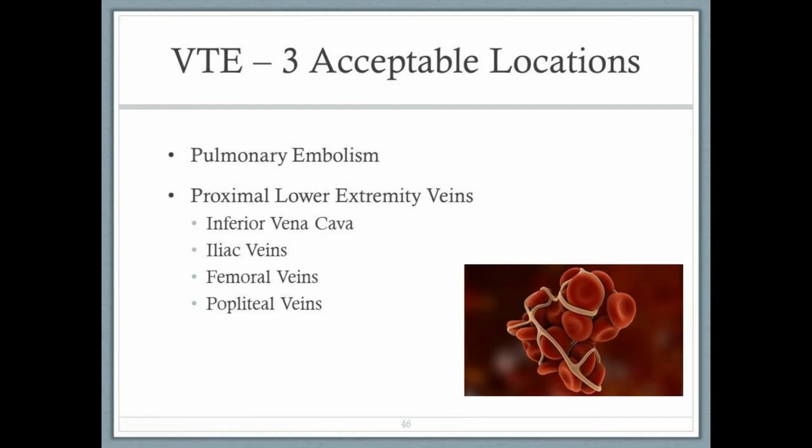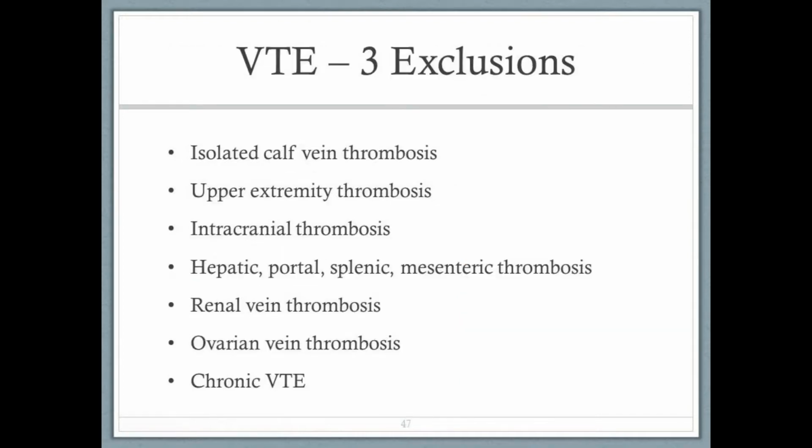And then we're very specific again about where the clot is located. It could be in the lungs, and then it could be in the lower extremity veins, but the lower extremity veins are limited to the IVC, the iliac veins, the femoral veins, and the popliteal veins. And we'll see which veins are excluded. Veins below the knee and upper extremity veins are excluded. Those who have blood clots, or I guess a dorsal venous thrombosis, in their brain, or hepatic, portal, or splenic veins, those veins that develop clots, those patients are excluded. The renal vein and ovarian vein clots, patients with those clots are excluded, and then patients with chronic VTE are not included in this measure as well.